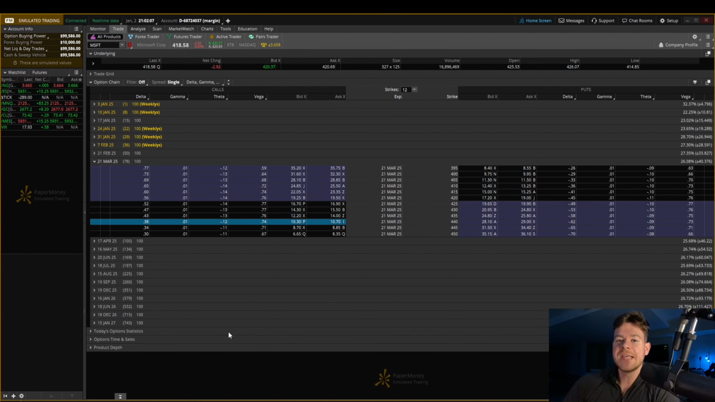Another thing that I can do is analyze the options trade and see at what price point and what date the option will be worth.